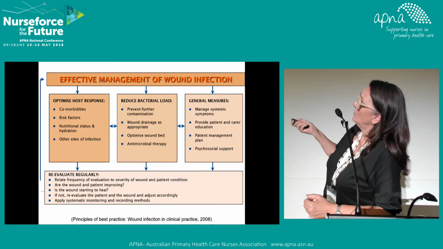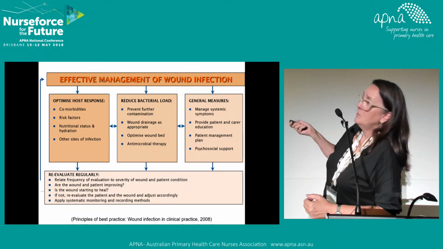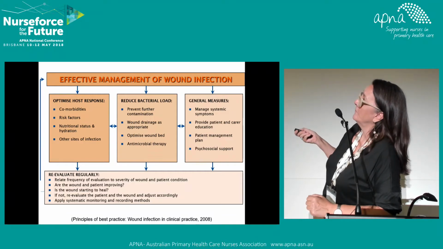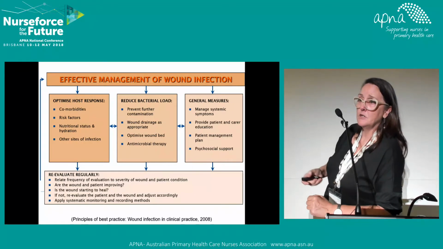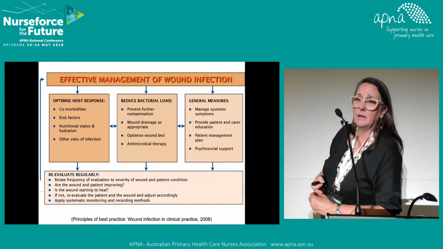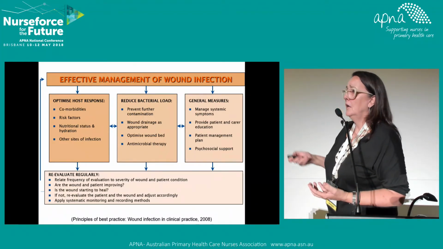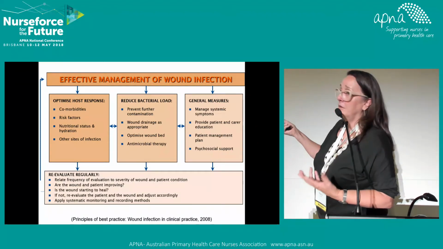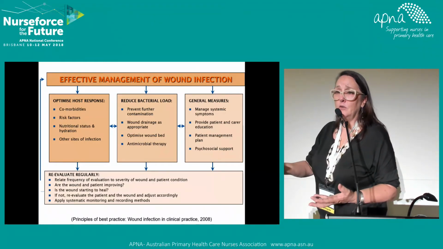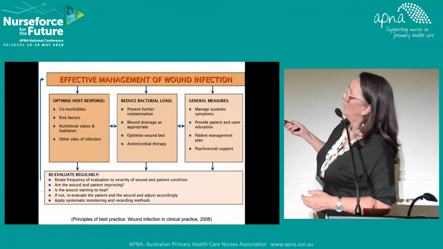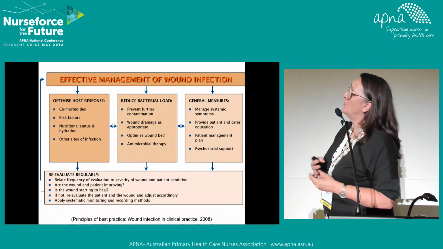But think about all of these things that we can do. We can optimise the host response early. We need to know our patients. We need to know if every time we see them they're feeling unwell because they're lonely, or whether they're not eating any food, they're giving their Meals on Wheels to their pets. We need to know how we can reduce the bacterial load.